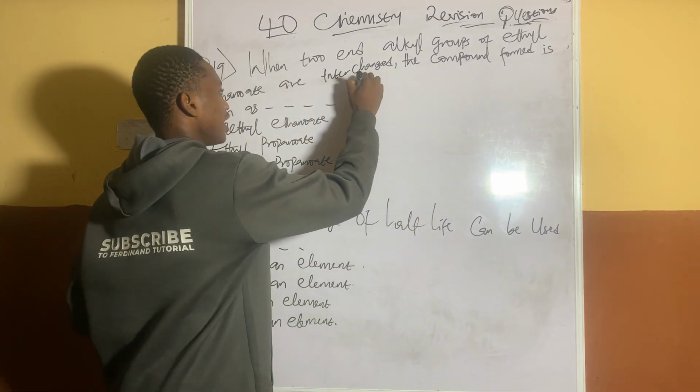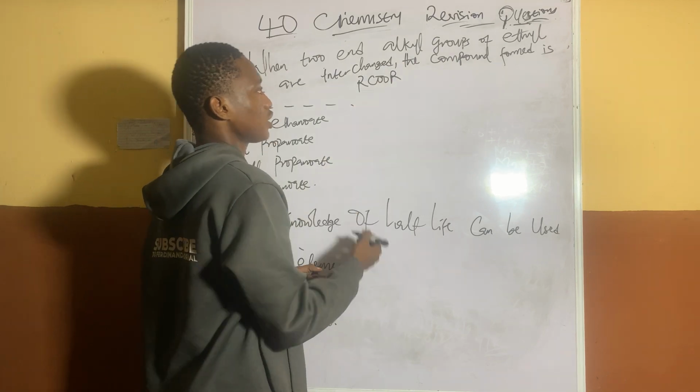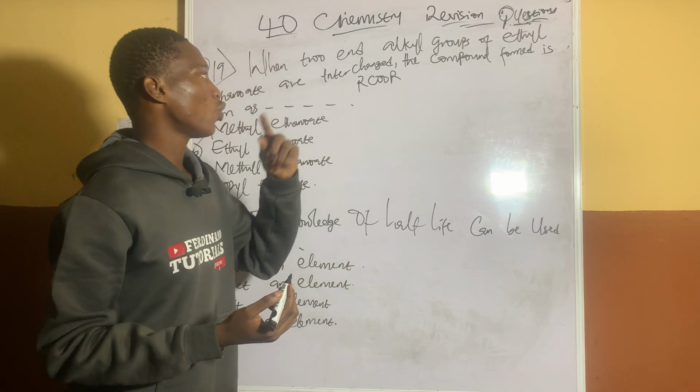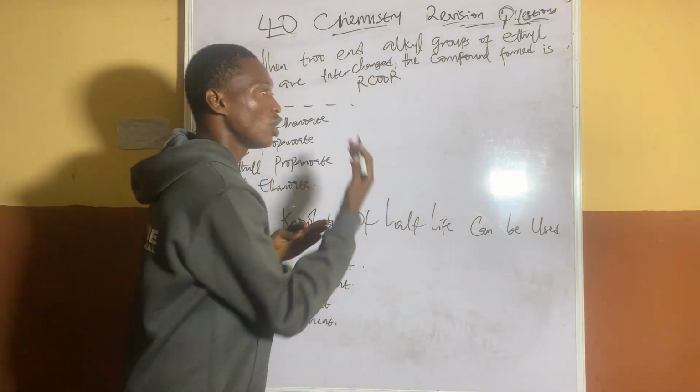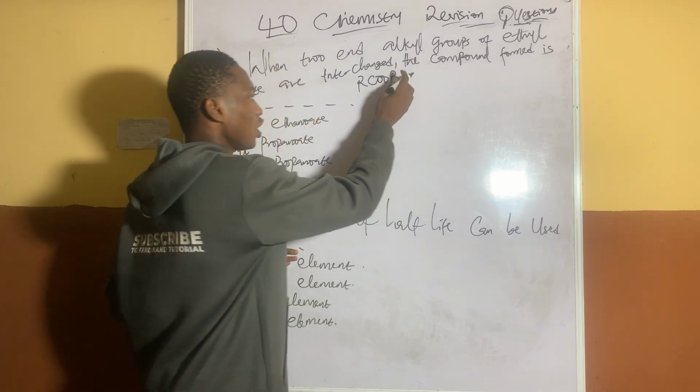What is the general formula for esters? Esters are written as RCOOR. Are we there now? You can say R prime or R, anyhow you want to arrange it. RCOOR. And when naming esters, we start from the back. Are we there now? Whenever we are naming esters, we start from the back.